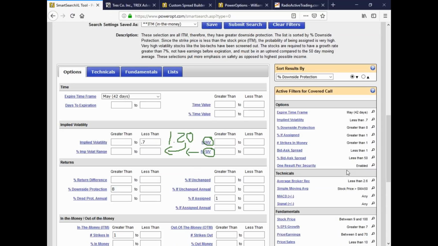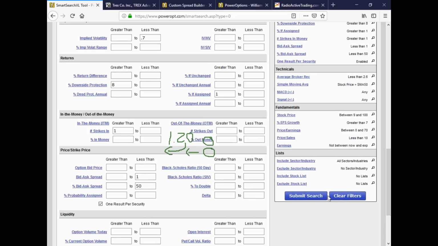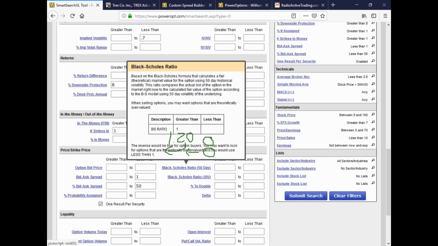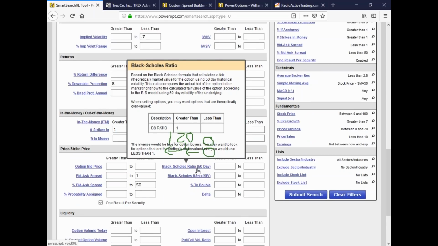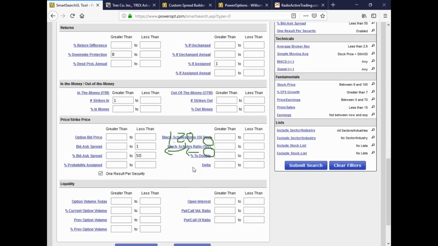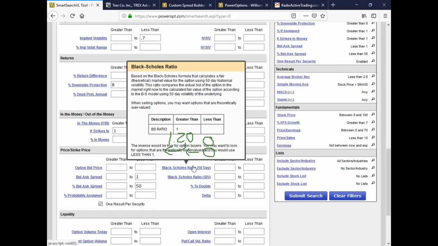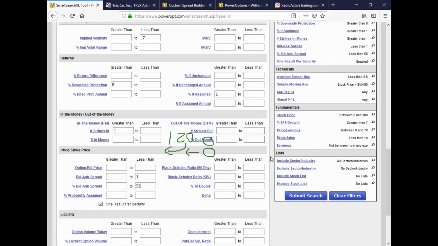Similar calculation, but a little bit different for overvalued, undervalued, the Black-Scholes Ratio 50-day. Comparing the actual trading price of your option to its calculated theoretical worth using the Black-Scholes pricing model. And again, a Black-Scholes ratio of 1.20 tells you that your option is actually priced 20% higher, overvalued by 20% compared to where the theoretical model shows it to be trading.